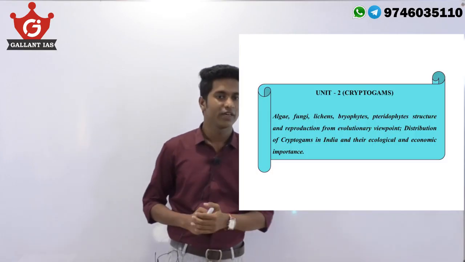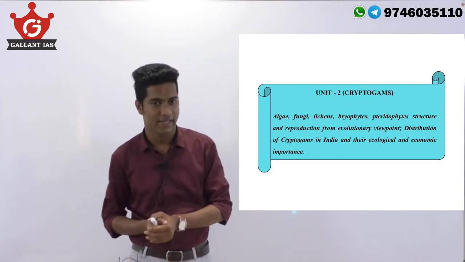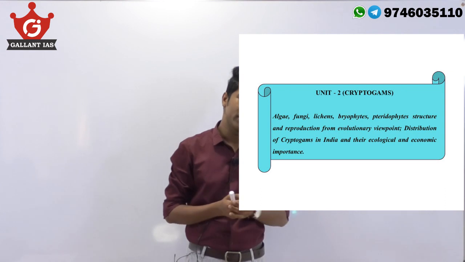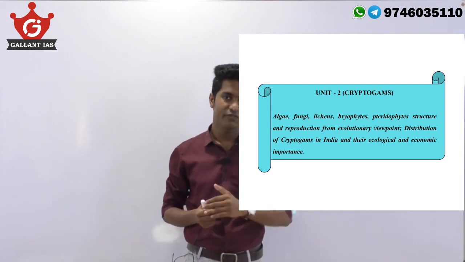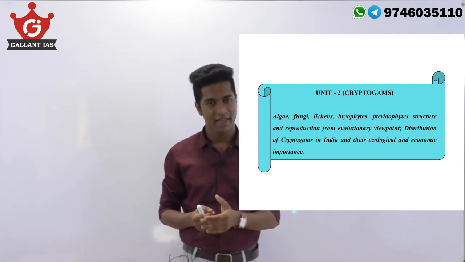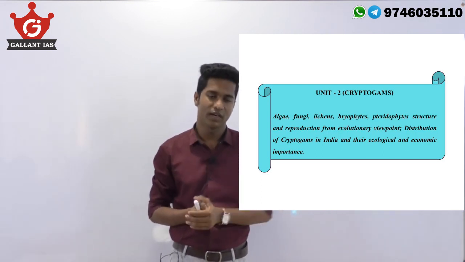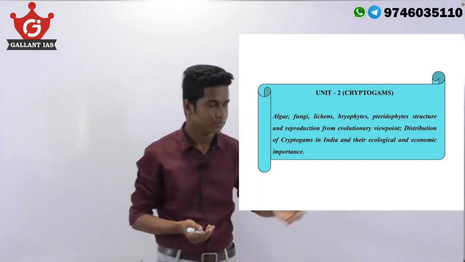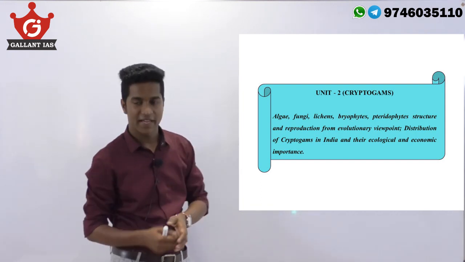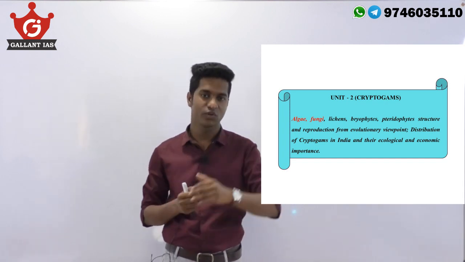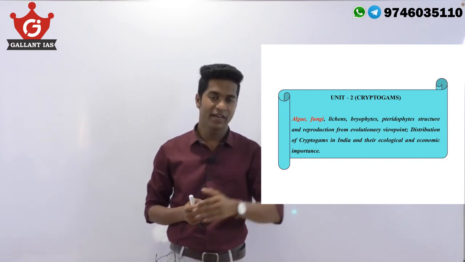The next unit of paper 1 is cryptogams. Even though it looks concise, it is one of the important topics of paper 1. You have to cover algae, fungi, lichens, bryophytes and pteridophytes in detail, and it comprises half of paper 1. As we know, algae and fungi have diverse groups of organisms, and you have to know their reproduction and life cycles.